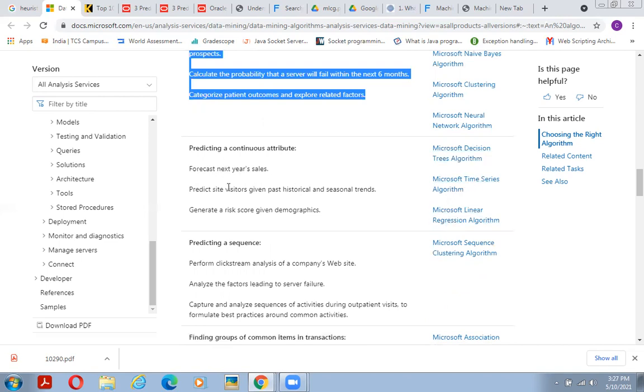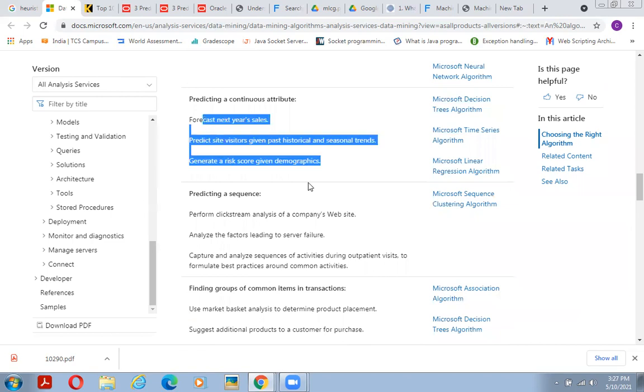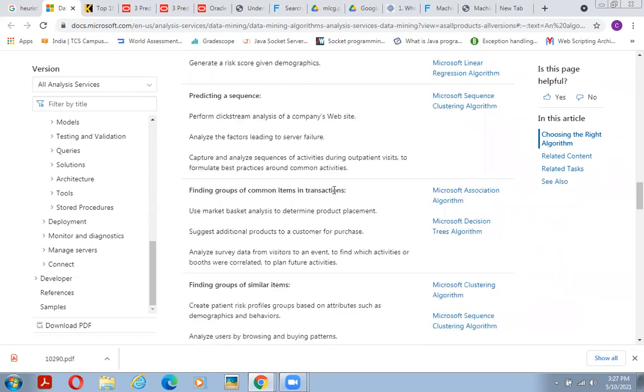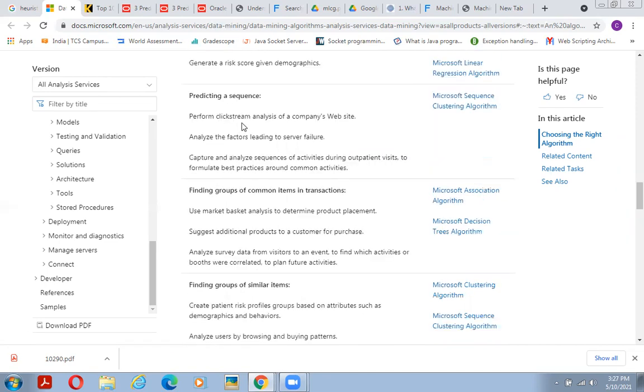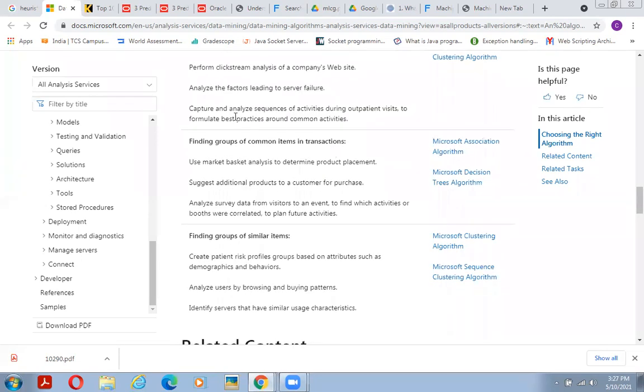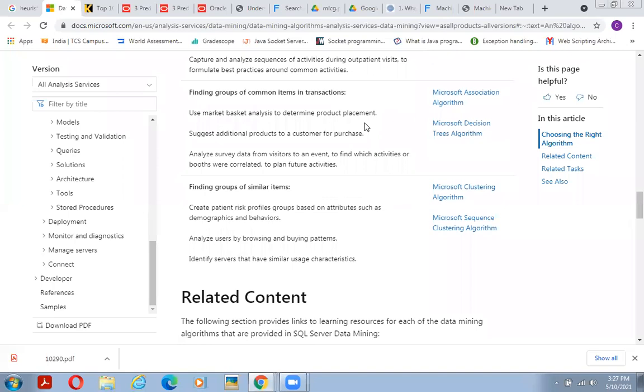For the forecast, say, predicting the visitors to historical sites in the next year, generating a risk score for the demographics and all. Now, next is predicting a sequence, the Microsoft sequence clustering algorithm. Predicting a sequence: perform clickstream analysis of a company website, analyze the factors leading to server failure, capture and analyze the sequence of activities during an outpatient visit to formulate best practice around the common activities.